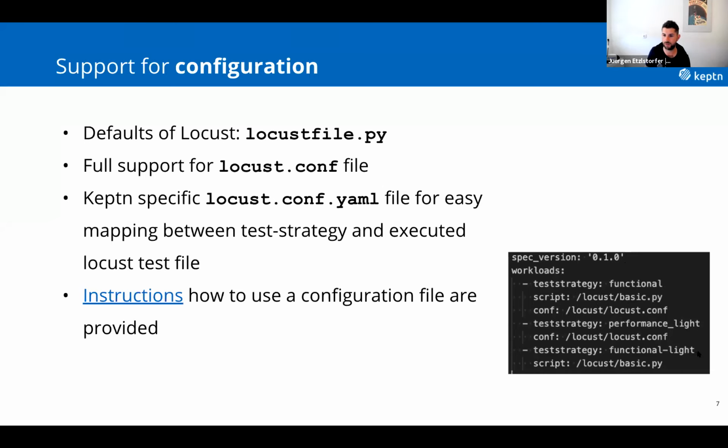So for example, in this case, a functional light test strategy could mean you would just use this file. Or on the other hand, if you don't have the script as part of the configuration file here, you saw this also in the demo from Lars, if the script is also part of the locust.conf, then this is also possible. So there are multiple ways to configure which test file is actually executed. There are instructions in the GitHub repository of the Locust service, and you will find your way to write this locust.conf YAML file in which tests are actually executed.